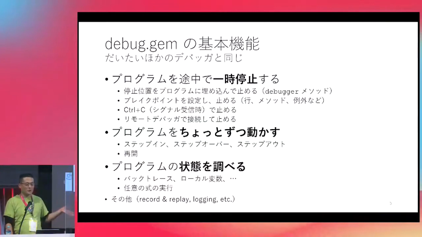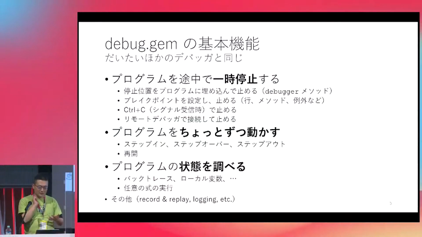So here are the basic functions of debug gem, and they are quite comparable to other debuggers. Well, first you would like to stop a program here and there temporarily, and if you build a debugger into a program, then you can stop the program. Another way is to set breakpoints, and Control-C is another way to stop, and a remote debug connection is another way. So once some action is taken, you can stop the program. Then you move on only one line or one step, and see what is going to happen, how the backtrace or local variables change, and evaluate any arbitrary expression, for example, the status of activation. So by using this debug.gem, you can do this kind of thing.